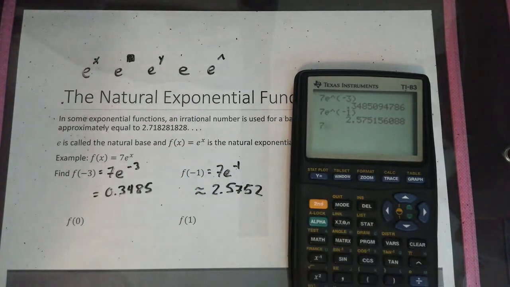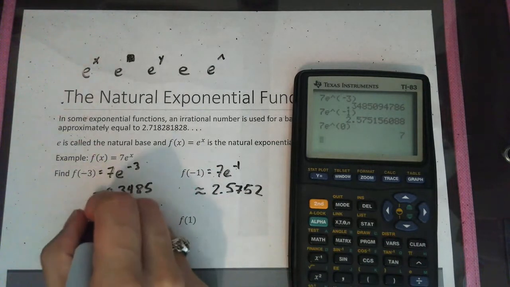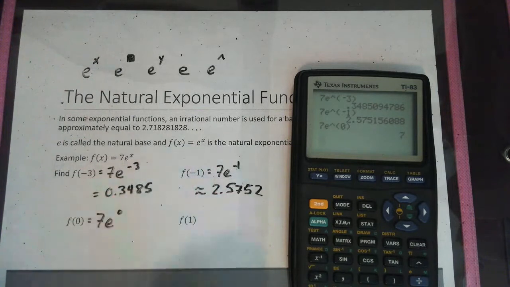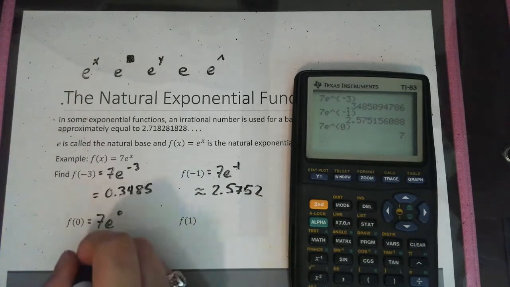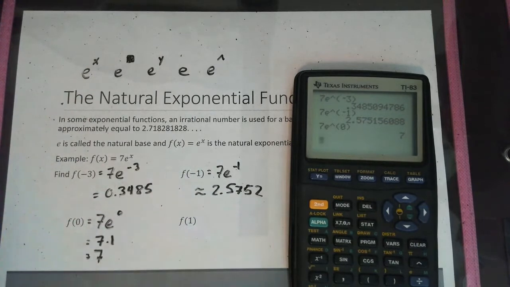F of 0 is equal to 7. Well, wait a minute, this one's a lot nicer. I don't get this weirdo decimal, so what's going on? Remember, anything raised to the 0 power, except for 0, is equal to 1. So really what I'm doing is 7 times 1, which is 7. That's why it's turning out so nice.